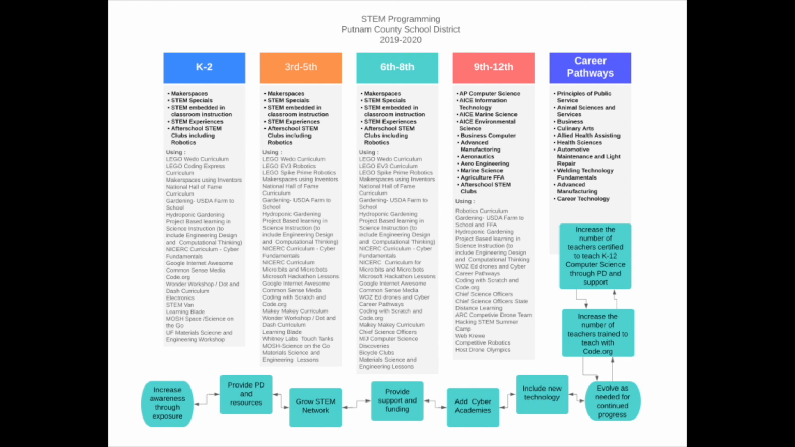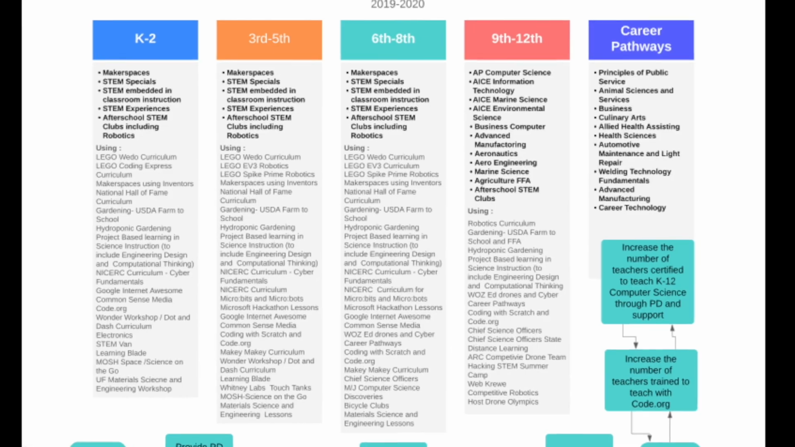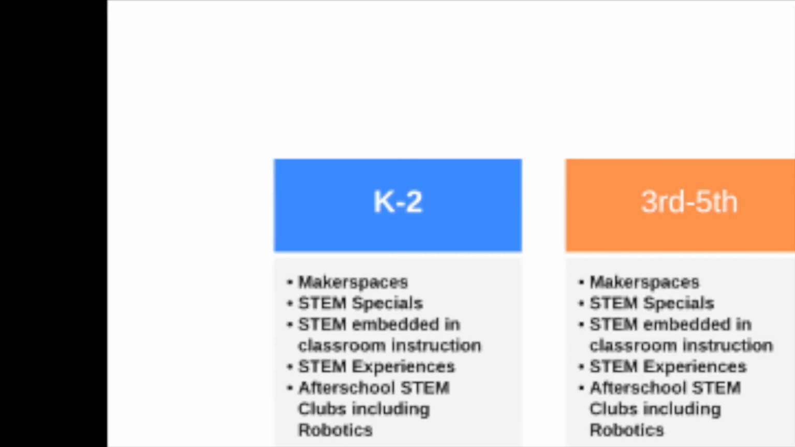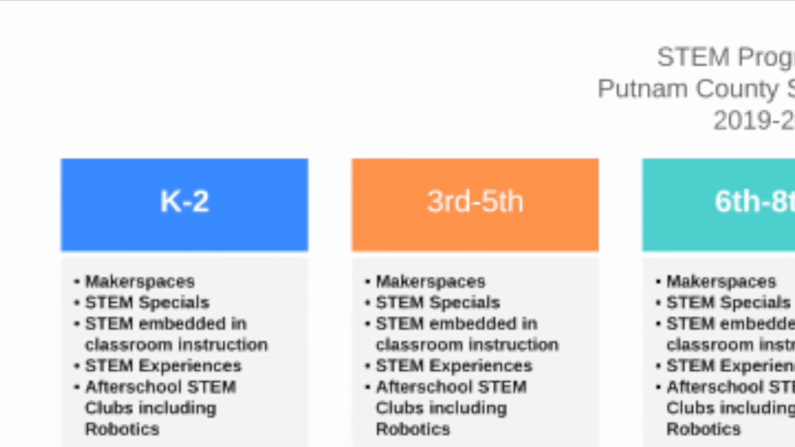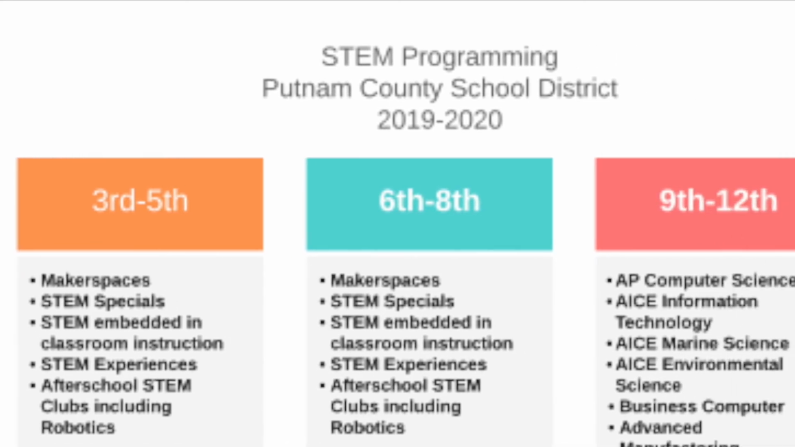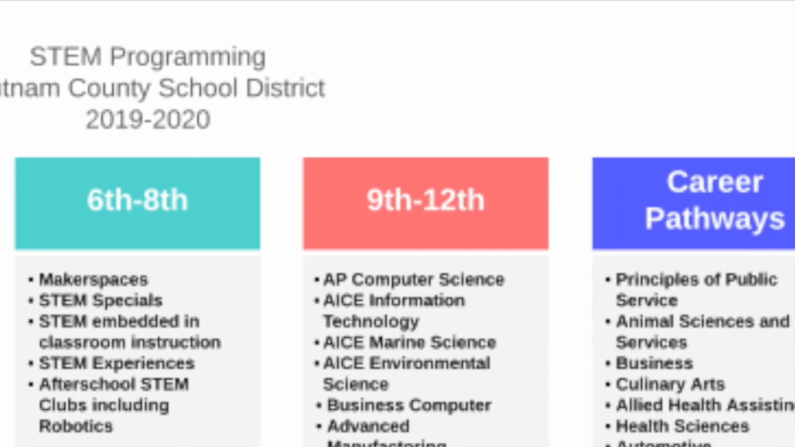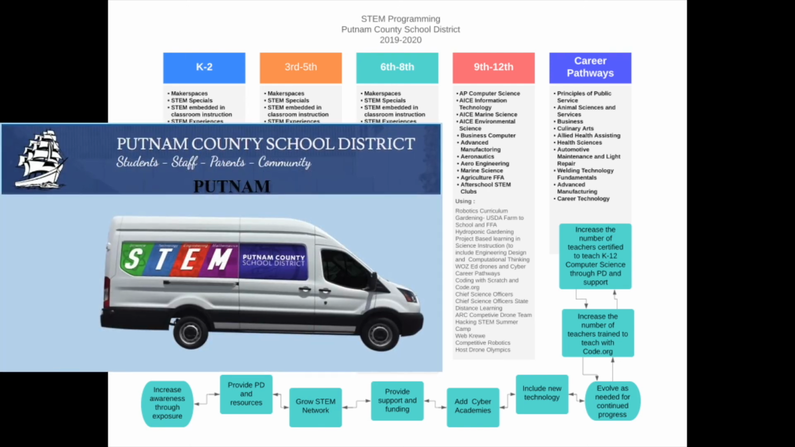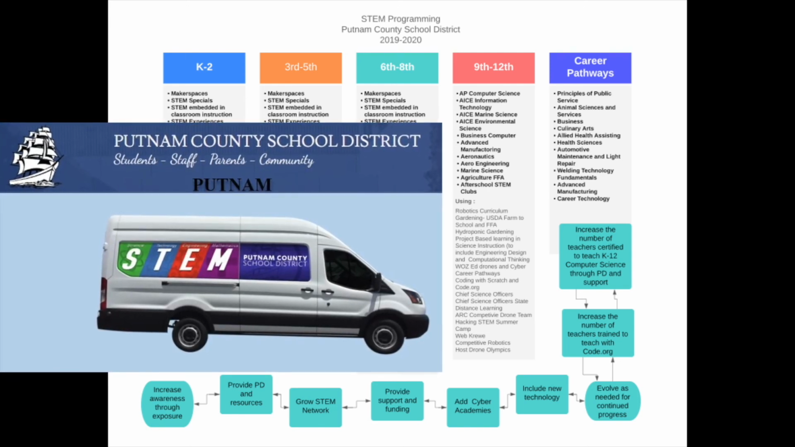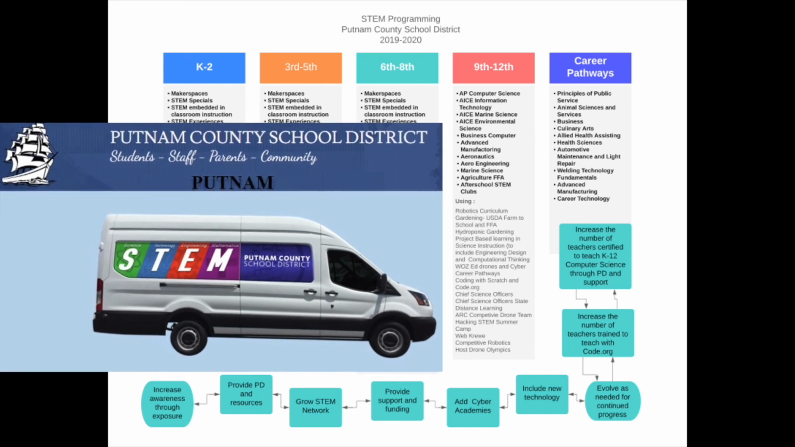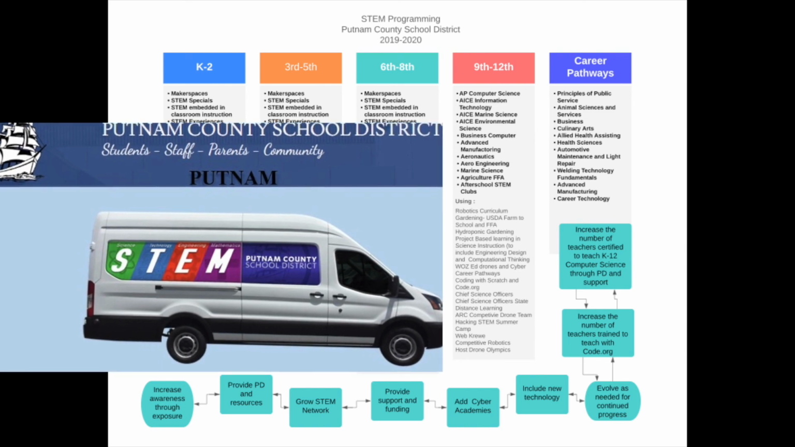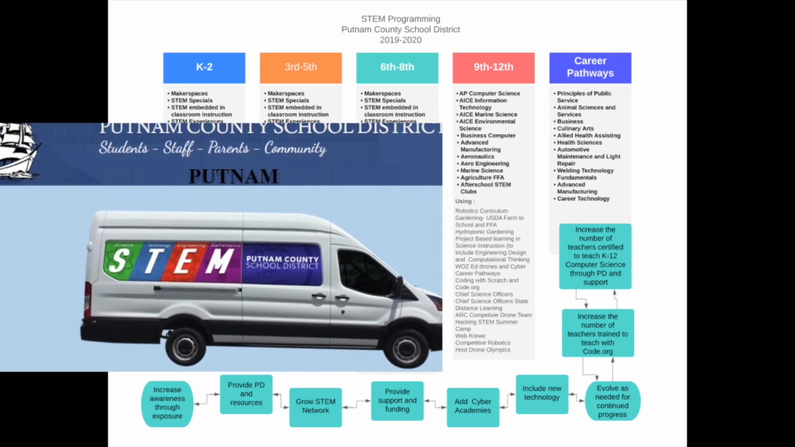It gives a big picture and some details of what the STEM program offers. The ultimate goal is to get kids into the career pathways, and there's some examples. At the very top, there's an elementary, there's middle school, and then there's high school, all giving examples of what the STEM program offers. The STEM van acts as a mobile STEM lab to be able to offer these resources to the classroom, bringing the technology, bringing the STEM experience to the classroom.